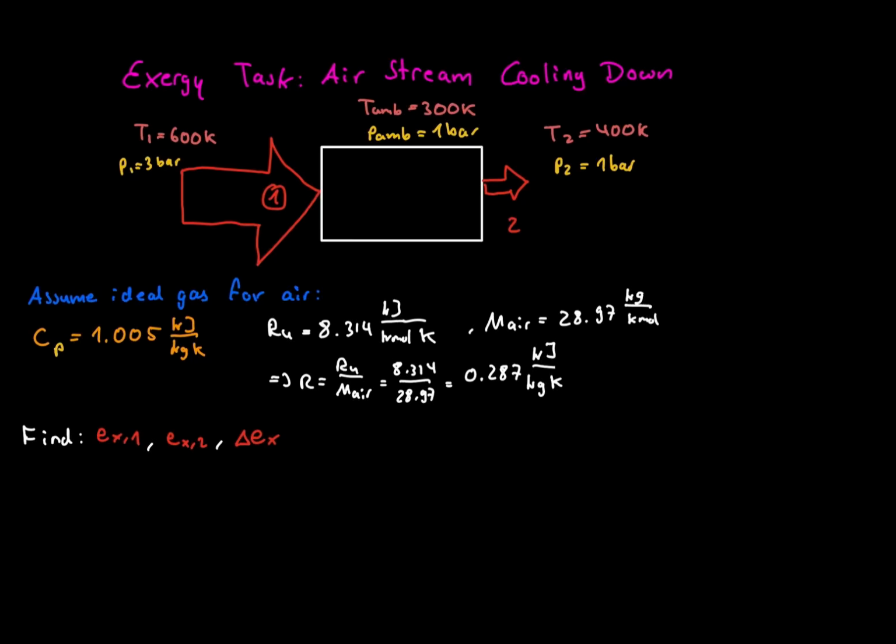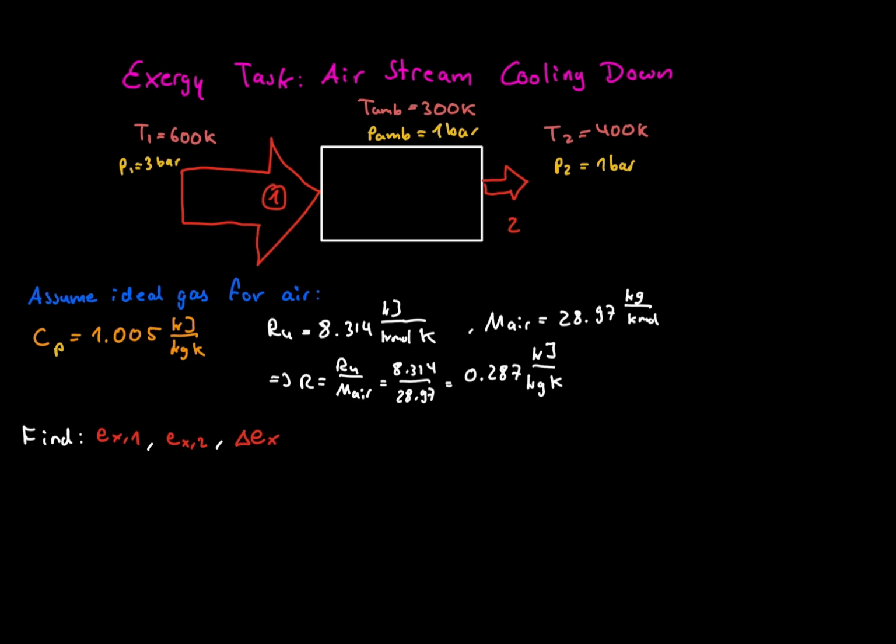Good morning, champs. Now let's apply Exergy to a simple air stream. Air enters a device at 600 Kelvin and 3 bar. It leaves at 400 Kelvin and 1 bar. The ambient environment is at 300 Kelvin and 1 bar.